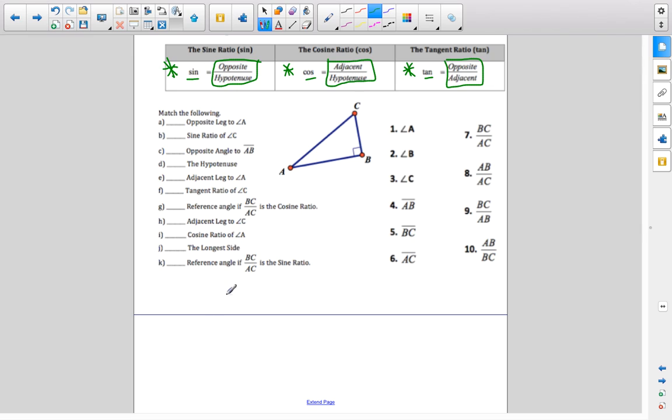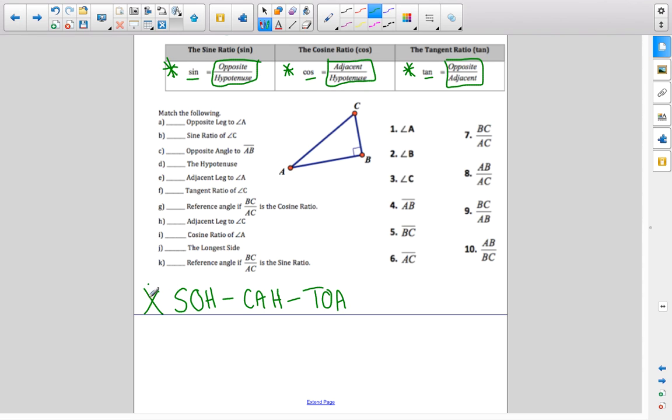Okay, now there's a very nice acronym we use to remember sine, cosine, and tangent. SO stands for sine, opposite over hypotenuse. CAH stands for cosine is adjacent over hypotenuse. And TOA stands for tangent, which is opposite over adjacent.